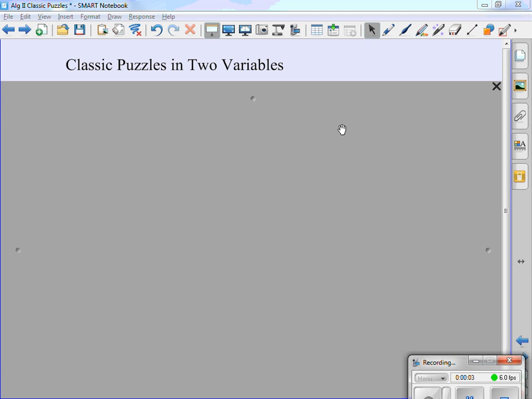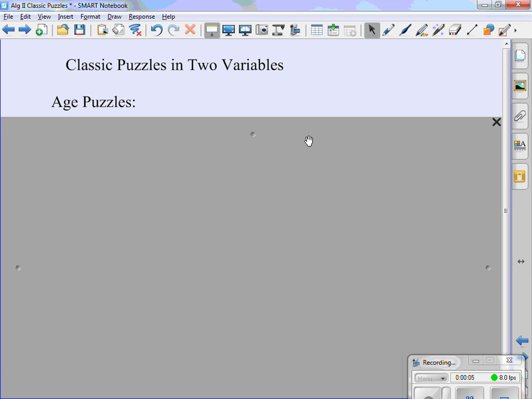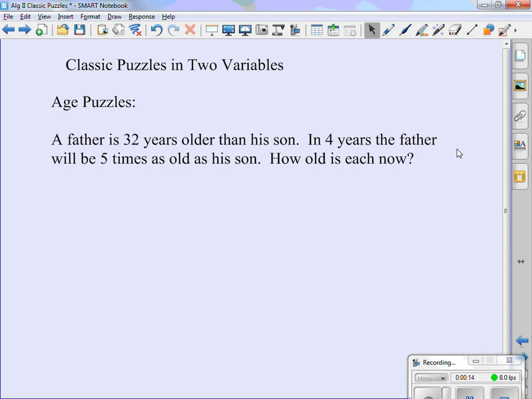Classic puzzles in two variables. The first type of puzzle we're going to talk about are age puzzles. All the puzzles are going to be different. This is just an example of one. A father is 32 years older than his son. In 4 years, the father will be 5 times as old as his son. How old is each now?